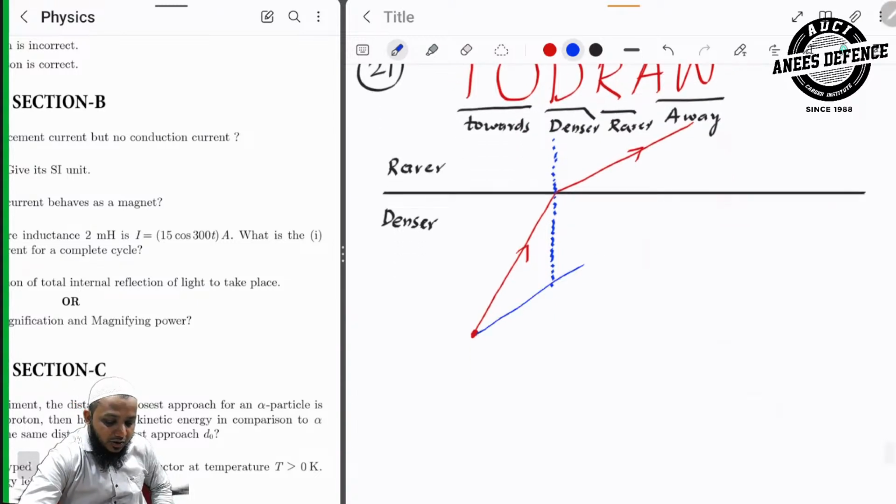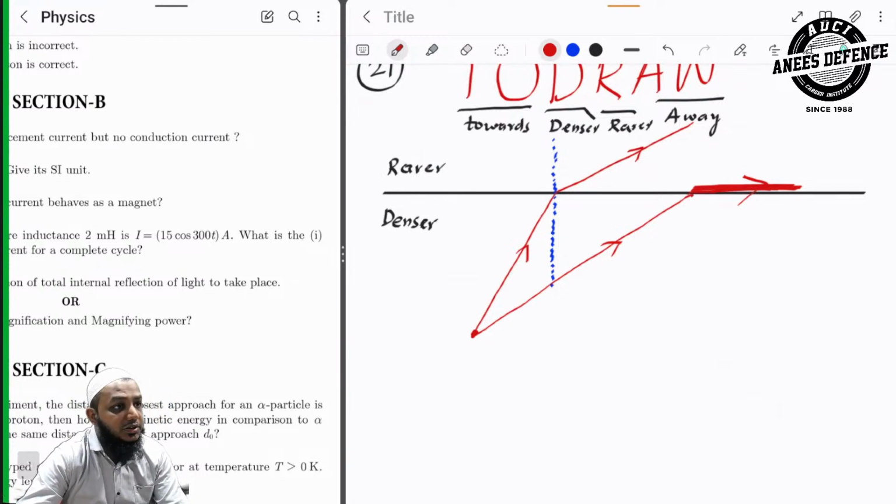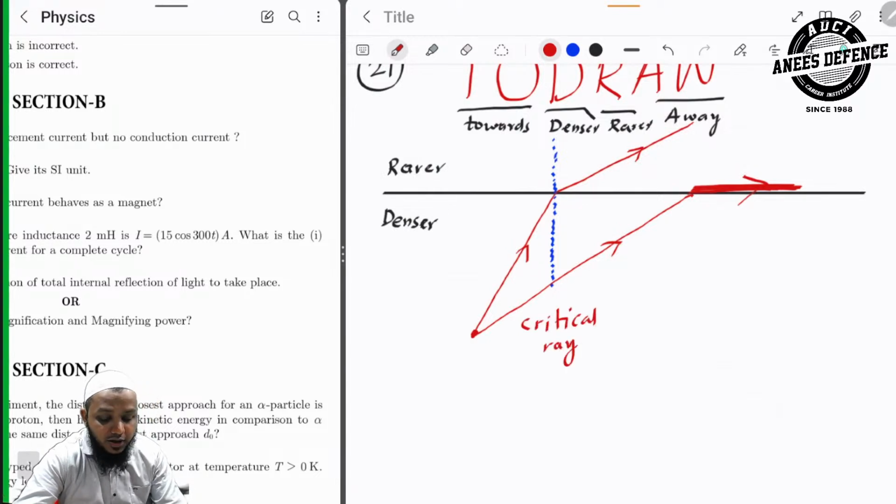Now, what if I increase the angle of incidence? For the next ray, I will increase the angle of incidence. Now it bends more away from the normal than the previous ray. The light may bend so much that it traces the boundary between the media. The light has bent so much that it is tracing the boundary between the two media. Right? So this ray is known as the critical ray. This ray is a special ray called critical ray because after this ray, something else is going to occur.